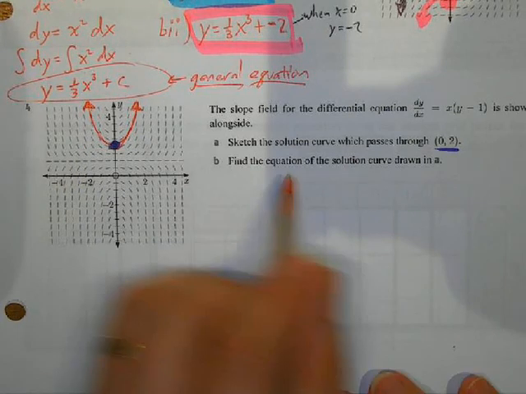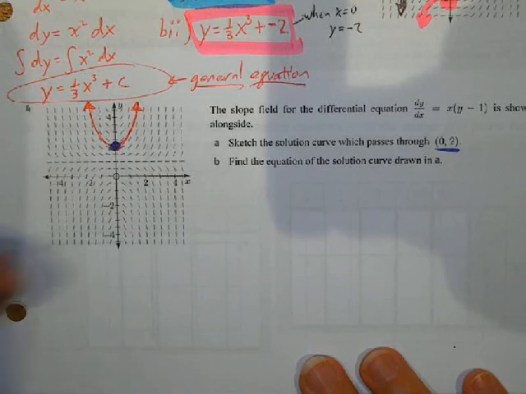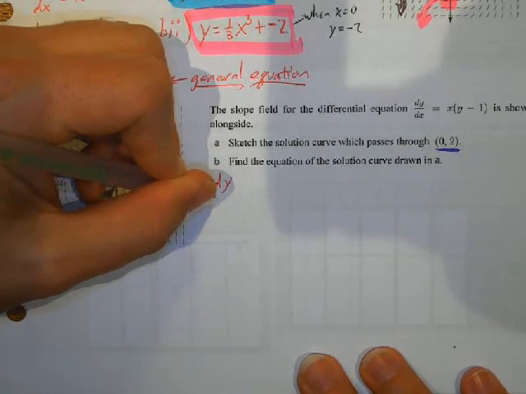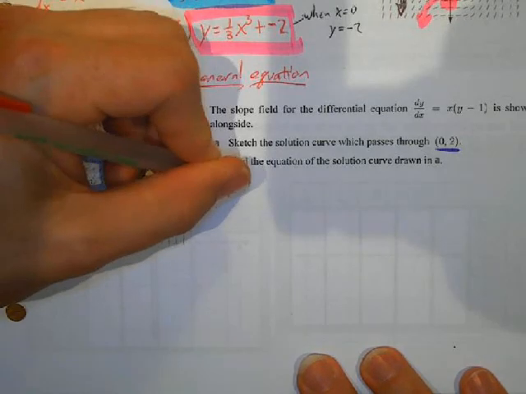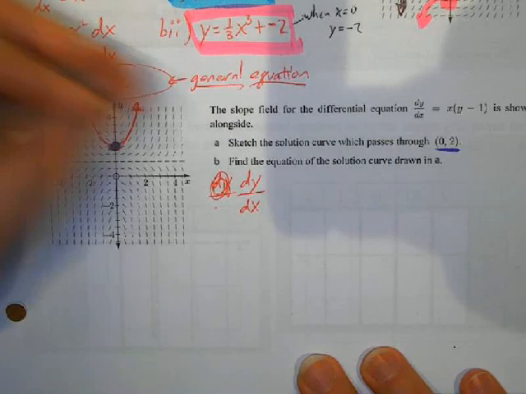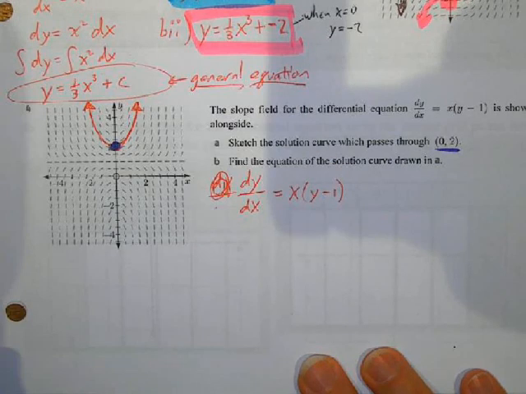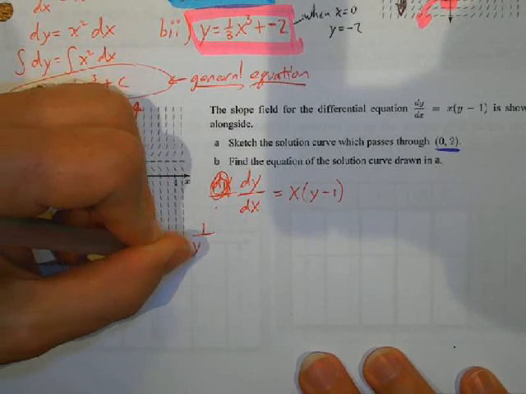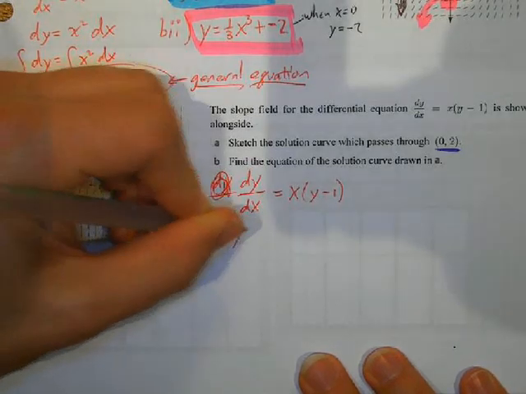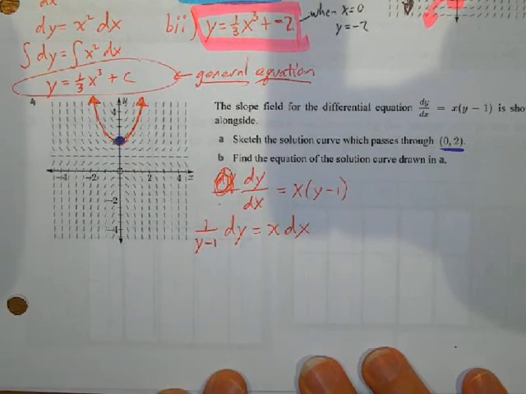Okay. Find the equation of the curve drawn. So, we've got dy dx equals x times y minus 1. So I'm going to divide both sides by y minus 1 and multiply both sides by dx. And then I'm going to solve using differential equations.